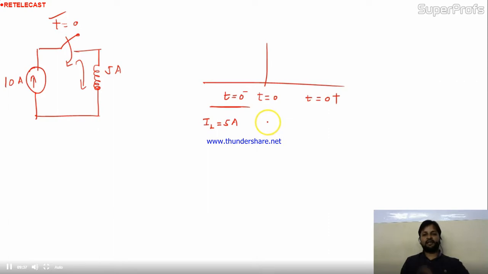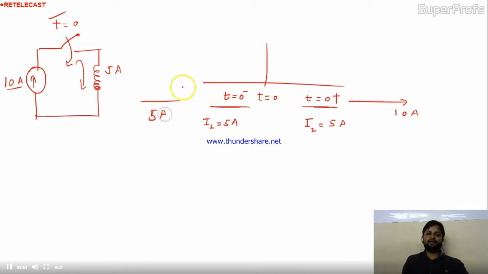Does it change directly or instantly? No. Up to what time? Up to this time. At t equal to 0 also, the current into the inductor will be 5 ampere. After this it will change. Whatever current you are applying, that entire current will come to the inductor now. After this you are having 10 ampere. But before this you are having 5 ampere only. So in the timeline the end points are minus infinity and plus infinity.